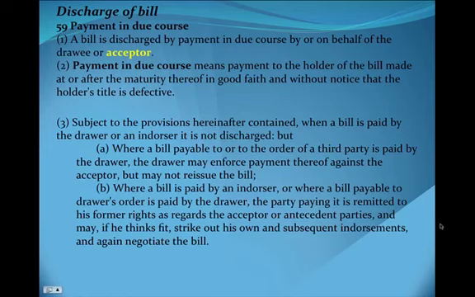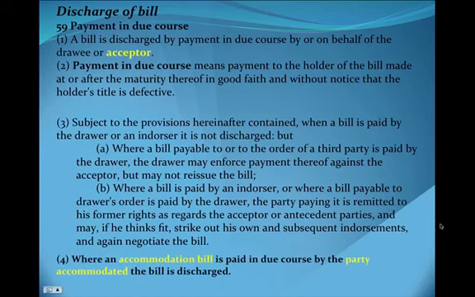Where a bill is paid by an endorser, or where a bill payable to the drawer's order is paid by the drawer, the party paying it is remitted to his former rights as regards the acceptor or antecedent parties, and may, if he thinks fit, strike out his own and subsequent endorsements and again negotiate the bill. Right, now here we go. Where an accommodation bill is paid in due course by the party accommodated, the bill is discharged.